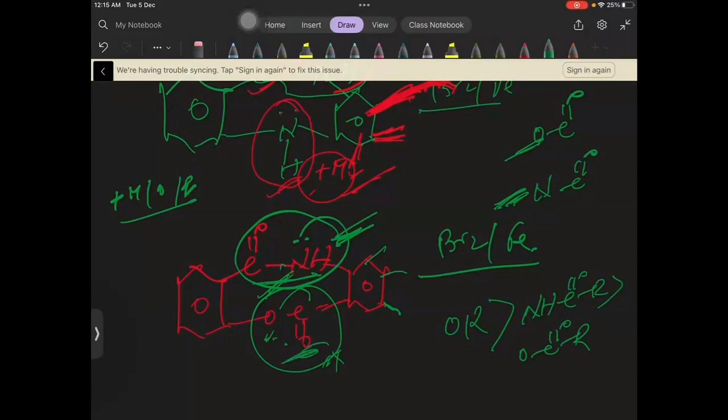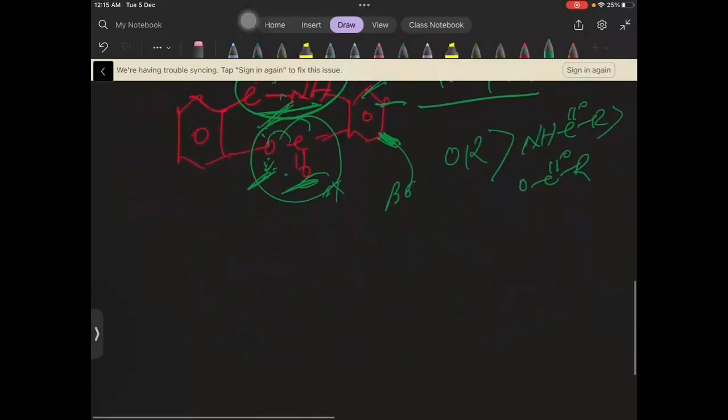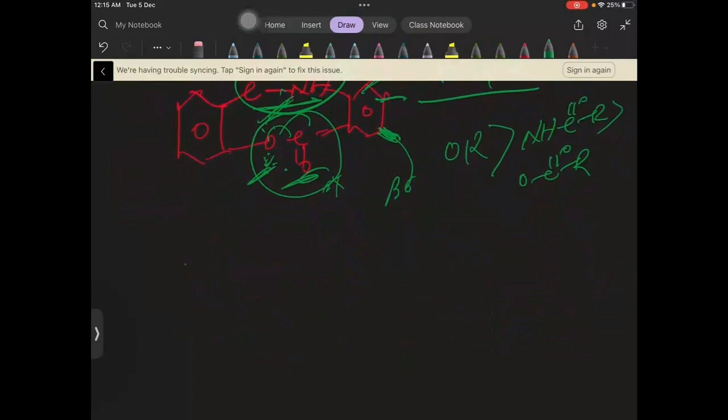So obviously both lone pairs will move into the conjugation. It also moves in the conjugation, but its conjugation will be less than this side because here is nitrogen, here is oxygen. So nitrogen is less electronegative than oxygen. So at these ortho, para positions, any bromine will attach here. Okay.